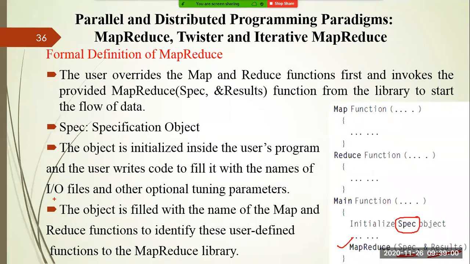Okay, so this object, if you see, is also filled with the names of the map and reduce functions to identify these user defined functions to the MapReduce library. So the entire thing is available in the MapReduce library. No need to write the code. You have to use the inbuilt function in order to execute your work, right?